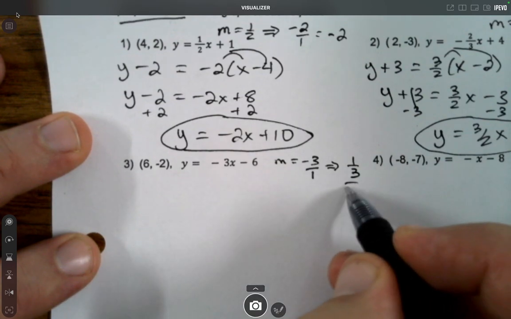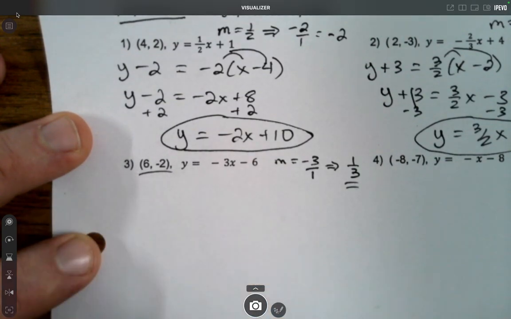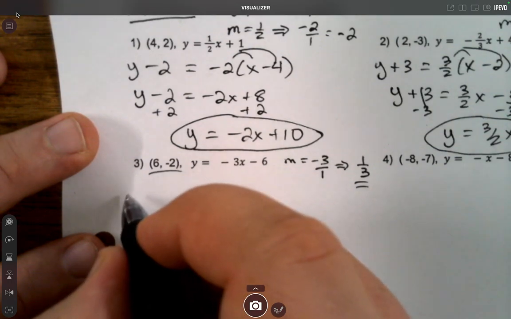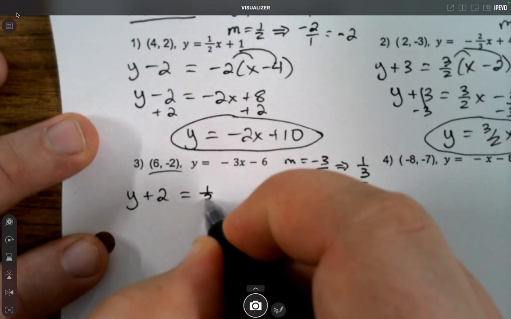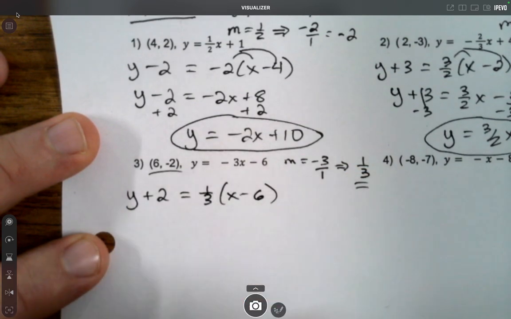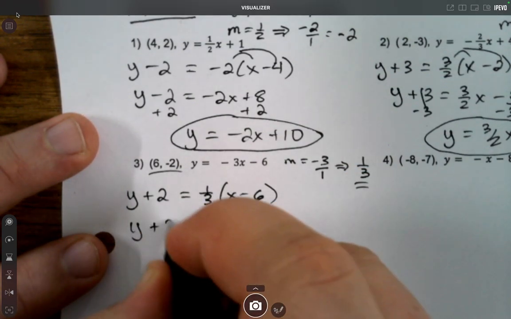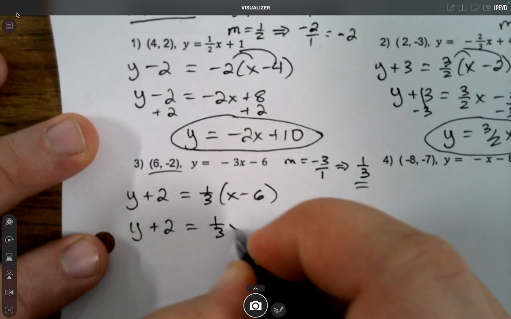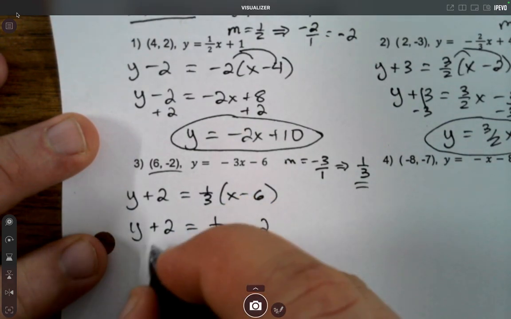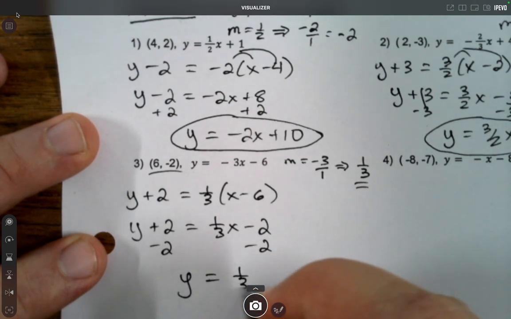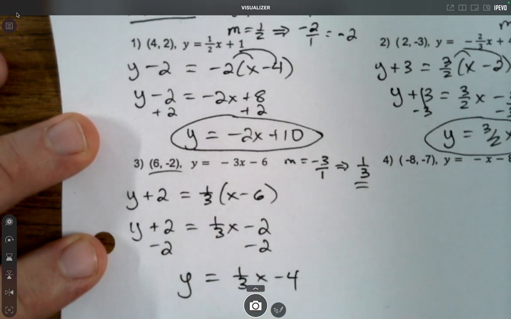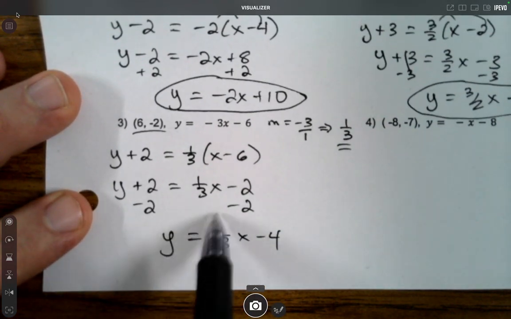So the slope we'll use is 1/3, and there's our ordered pair. I'll plug that into the point-slope form. Then I'll distribute the 1/3. Subtract 2 from both sides. We've got our answer.